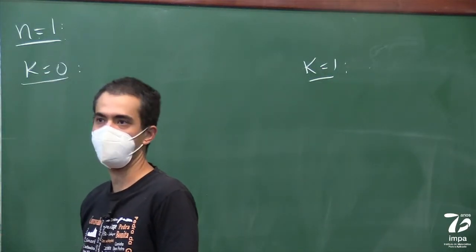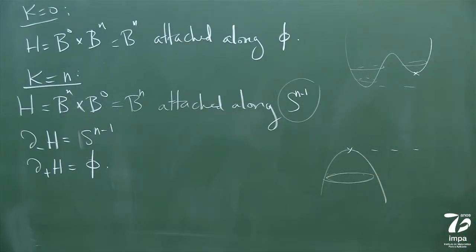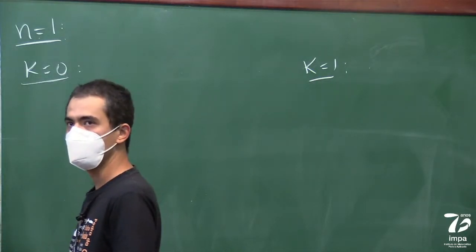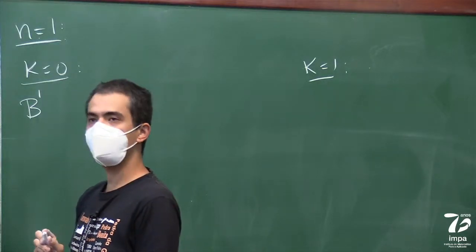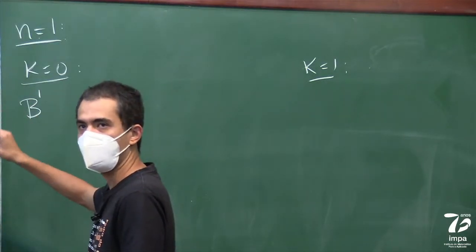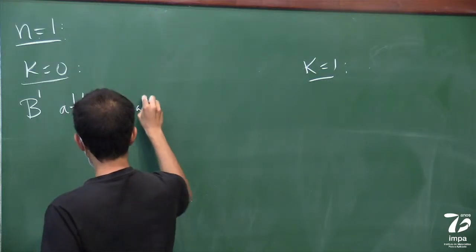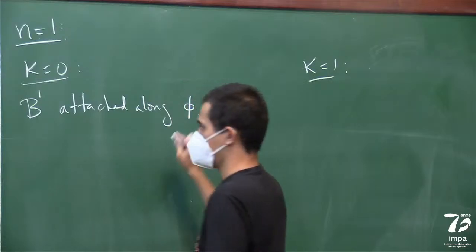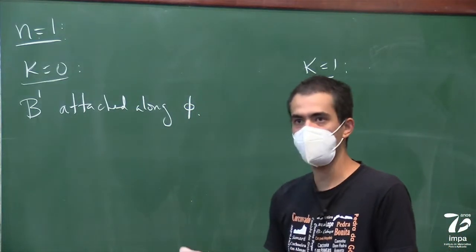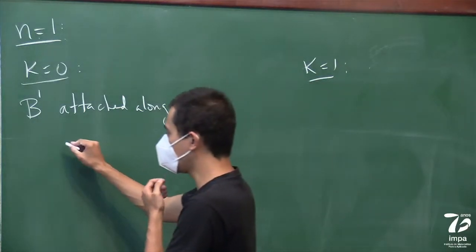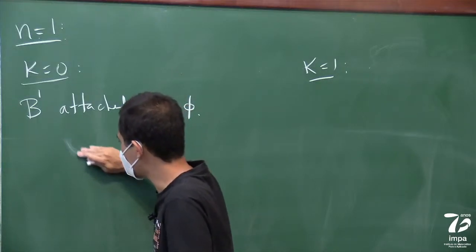But let's just see what they are in dimension n equals 1. So in dimension n equals 1, what's a 0 handle? A 0 handle is a b1 times b0 times b1. So it's just a b1, an interval, attached along the empty set. So if I'm looking at my one manifold coming from the bottom up, as I go through this index 0 critical point, I just see a little interval. And I'm going to draw it like this.